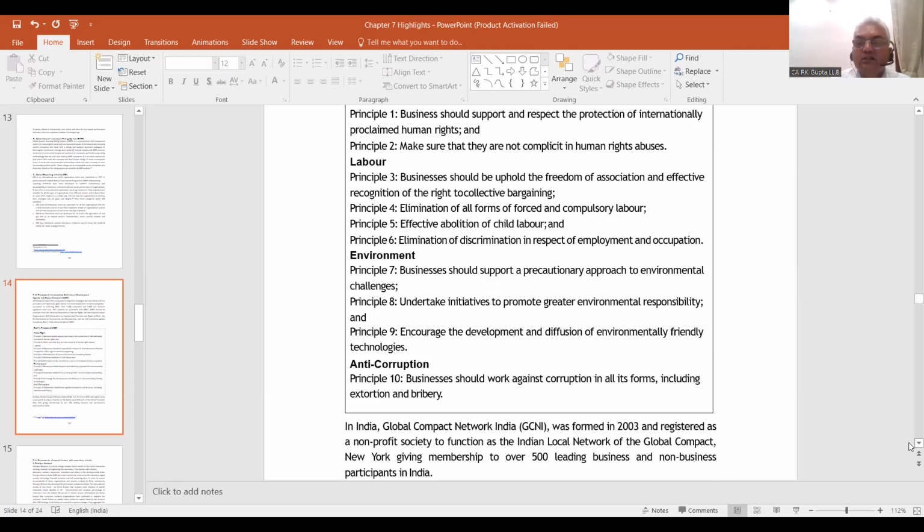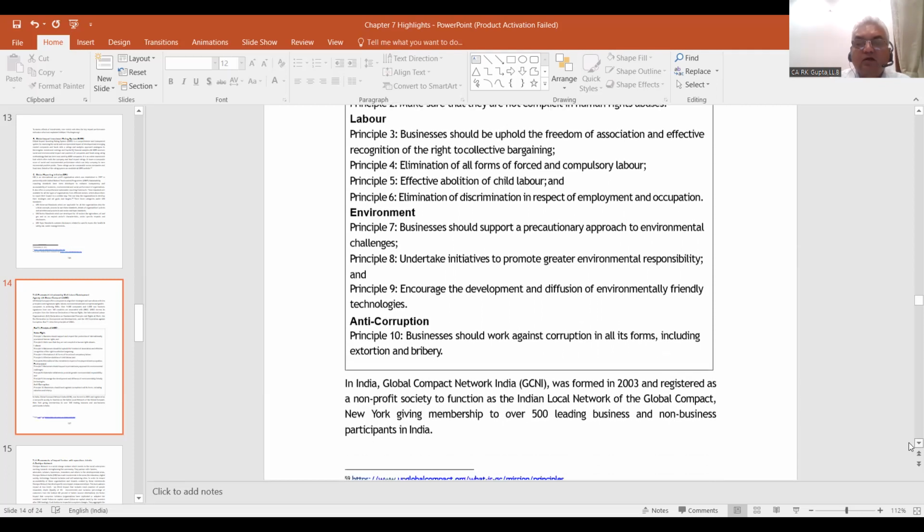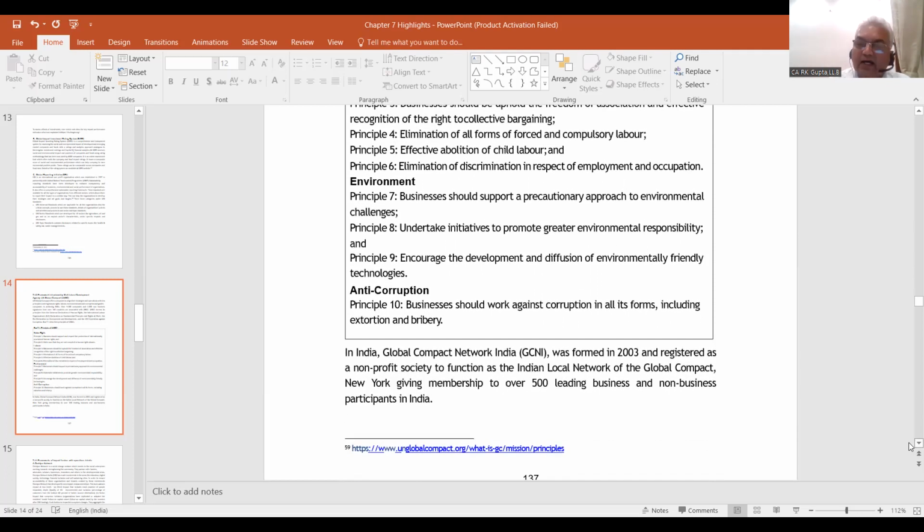और इंडिया में जो है ये ग्लोबल कॉम्पैक्ट नेटवर्क इंडिया GCNI, this was formed in 2003 and it is registered as a non-profit society to function as the Indian local network of the Global Compact, New York, giving membership to over 500 leading business and non-business participants in India.